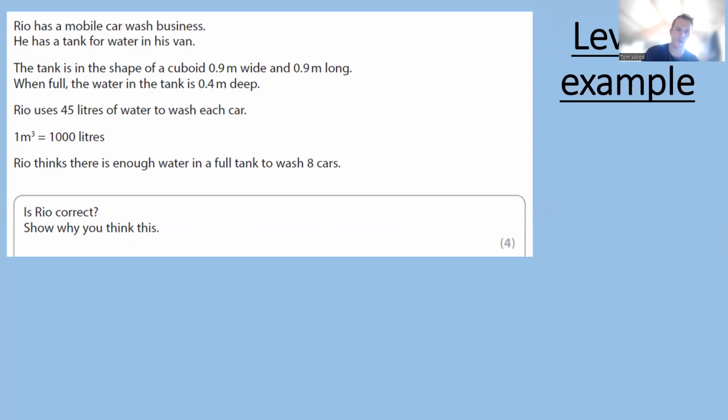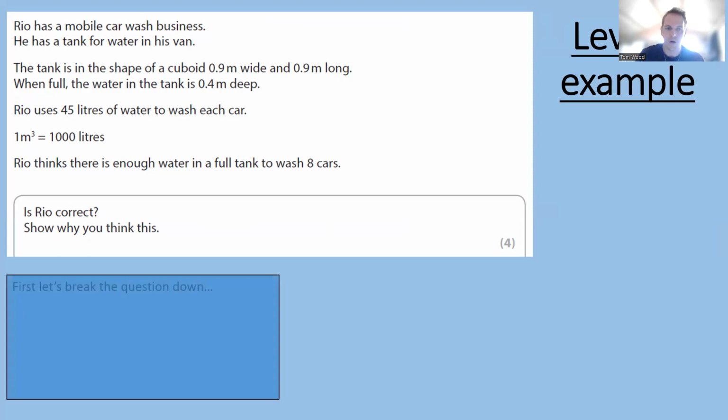Rio uses 45 litres of water to wash each car. 1 meter cubed will hold 1,000 litres. Rio thinks that there is enough water in a full tank to wash 8 cars. Is he correct?